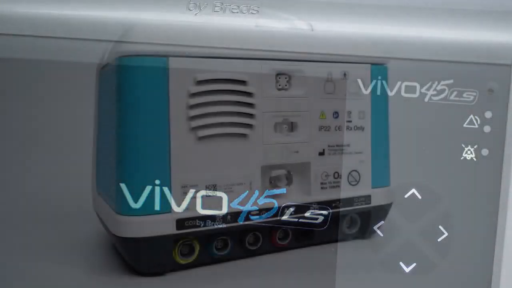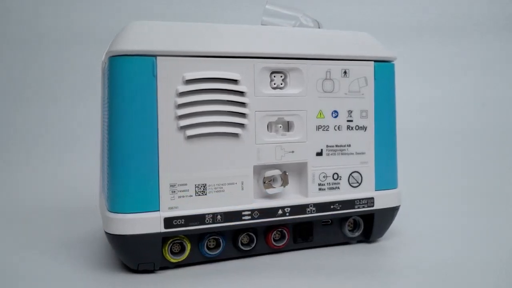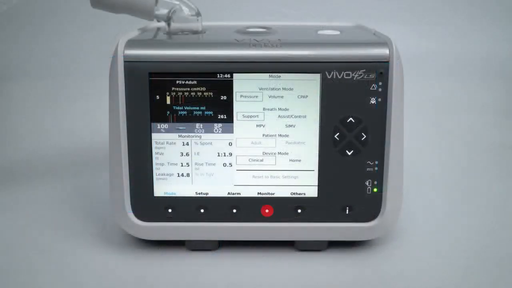In this video, we will be going through the monitoring menu. Press the menu button to view the main monitoring screen.